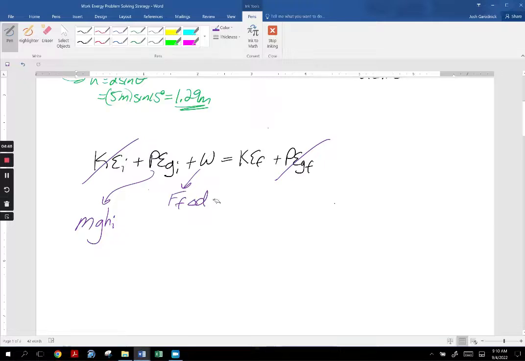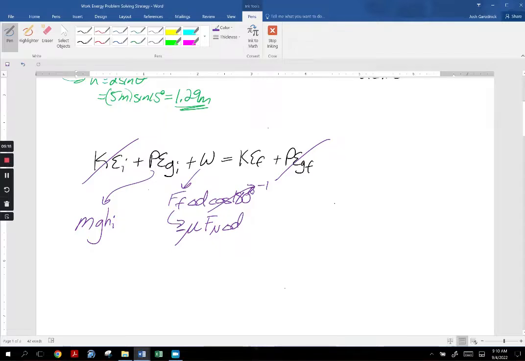And I can promise you, for all the problems we do, the force of friction will always be opposite the direction it's moving. So it'll always be cosine 180, which happens to be -1. So if you just want to make the work done by friction negative right from the start and not write cosine 180, I'm good with that. Now, friction, as you know, is mu Fn.